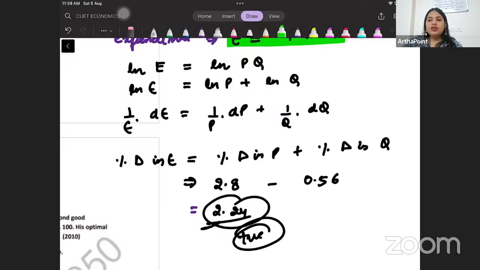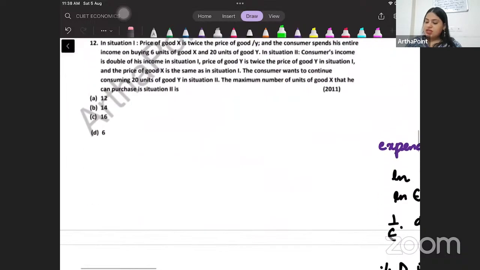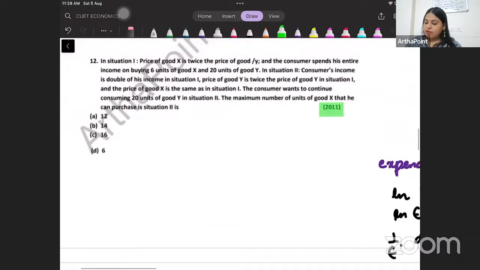Okay. So now let us go ahead to the next question and let's see what the question is saying. But this came in year 2011. Let us read this question. In situation 1, price of good X is twice the price of good Y, and consumer spends his entire income on buying 6 units of X and 20 units of good Y.